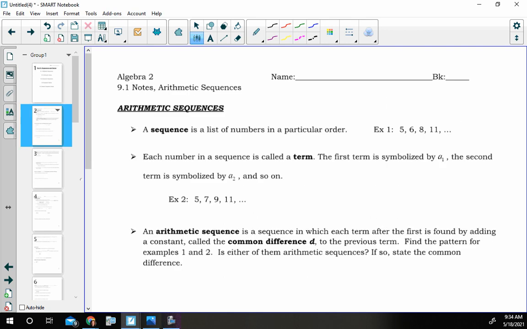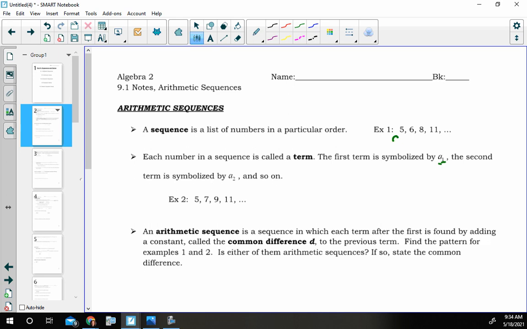First off, a sequence. What is a sequence? A sequence is a list of numbers. Okay, so in this example, 5, 6, 8, and 11. Each number in a sequence is called a term. The first term is symbolized by a sub 1. The second term is symbolized by a sub 2, and so on. The little subscript down there represents the actual term.